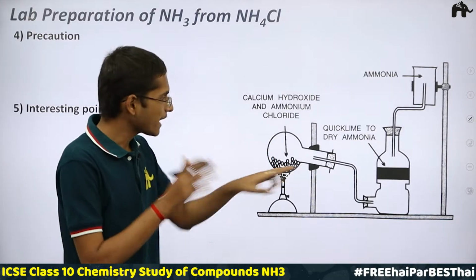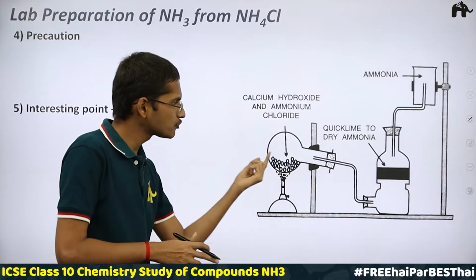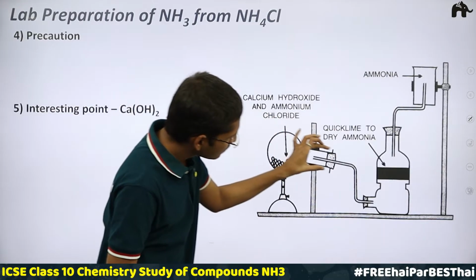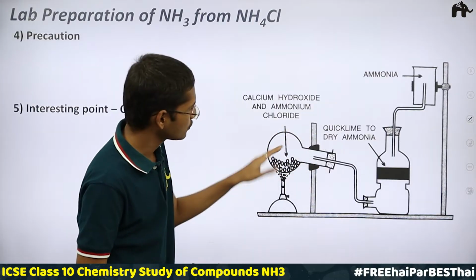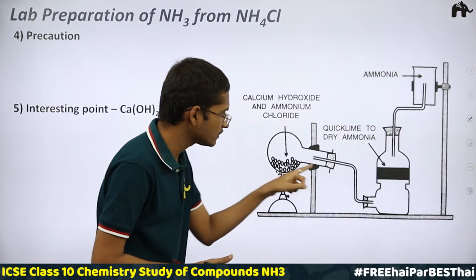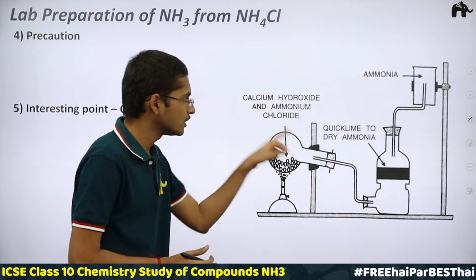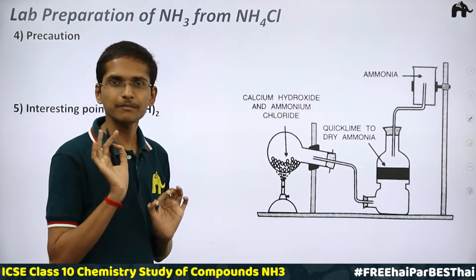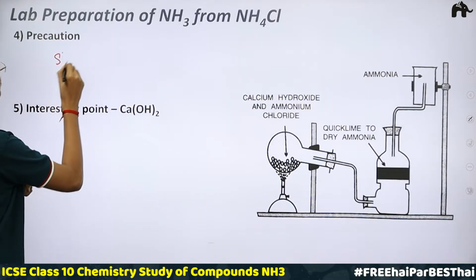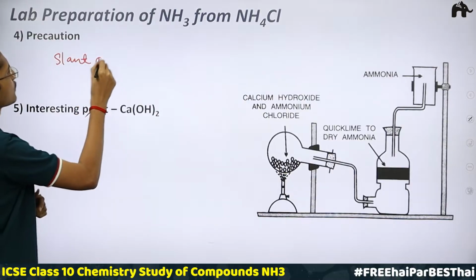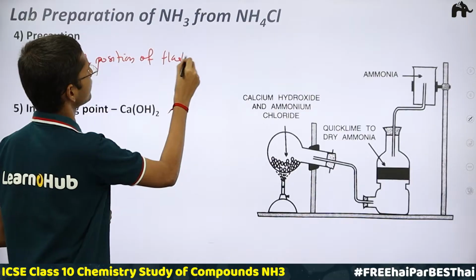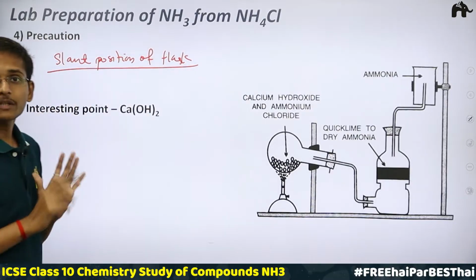So to avoid the backfall of water into the flask, which would result in the breaking of the flask, we place this round bottom flask in the slant position, so that whichever water is produced just accumulates here. It doesn't go back to the flask, resulting in breakage. Clear? Very interesting part. I have told you about the precaution here, the slant position of the flask. And one more thing, a very interesting point about calcium hydroxide.